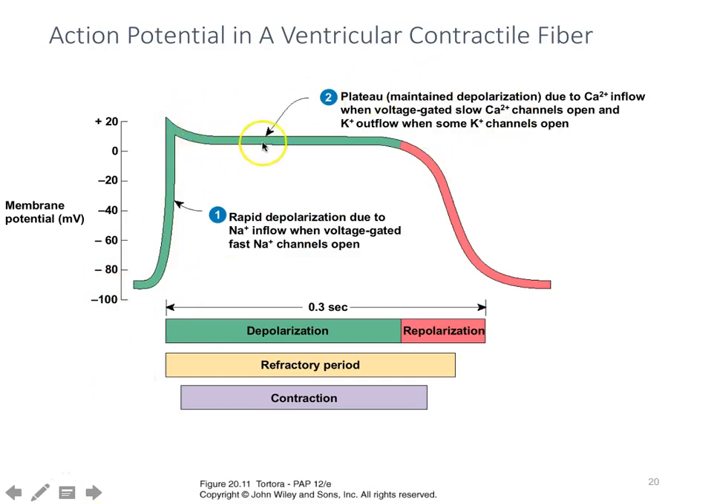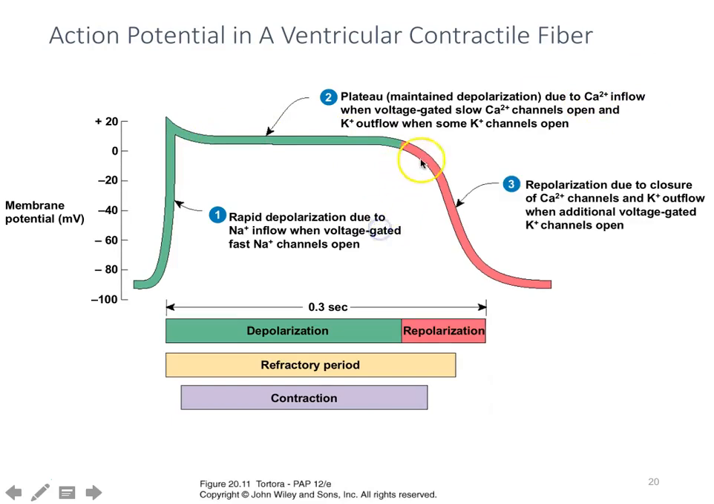But we have this plateau, okay? And what ends up happening is we have a third channel that we didn't have in neurons, and that's a calcium channel. So you have voltage-gated calcium channels now that are also going to open, and as potassium is flowing out, some of the calcium is flowing in. So we don't see that repolarization until the calcium channels finally close and potassium leaves the heart, okay? And then we get repolarization, right?